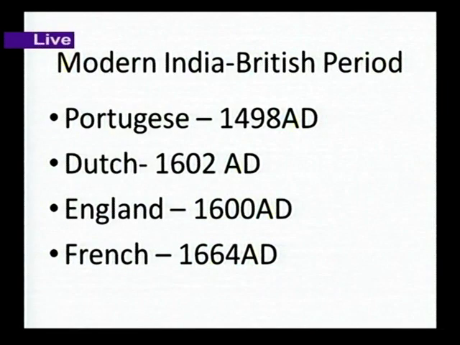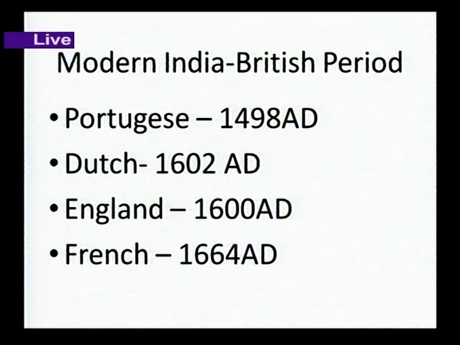After the Mughal period, we come to modern India, that is the British period. The Britishers, that is, not only the Britishers, the whole of Europe, different people from Europe entered into our country in the name of trade. So, the first people we had were the Portuguese. In 1498, they entered into our country.